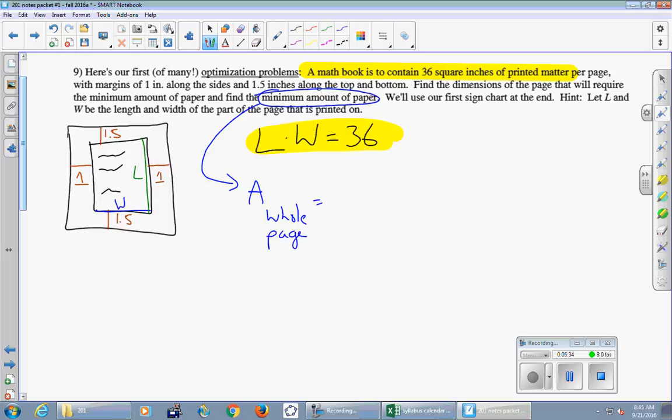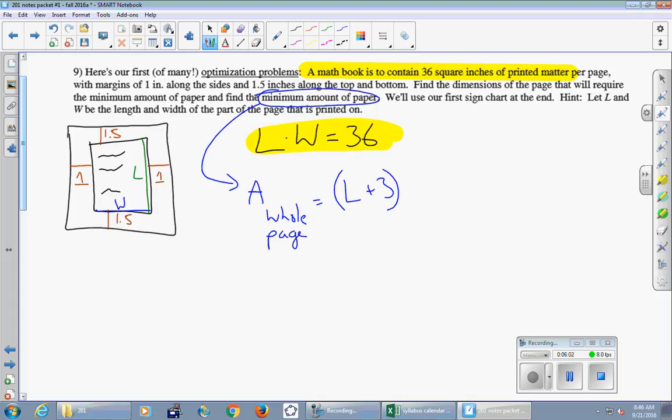So the area of the whole page, well, it is a rectangle, so it is a length times a width. What expression for the length of the whole page? L plus 3 is good for the length of the whole page. Length of the whole page is the green L plus the 1.5 inches on the top plus the 1.5 inches on the bottom. L plus 3. That is the length of the entire page.